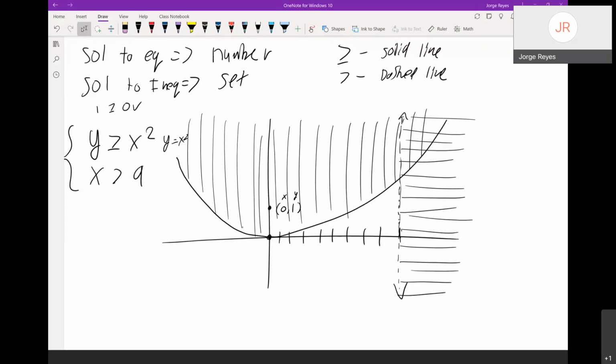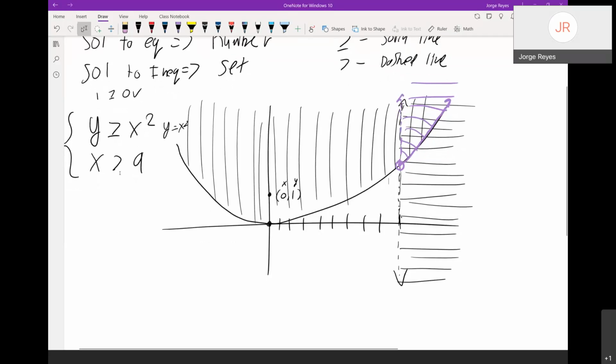Your answer is where it's double shaded. So this is your answer, this part right here forever. This set is your answer, and the important thing is you need to tell me this point, the corners of your set. You need to tell me. How you find the corners is you just set both of these equal to each other.